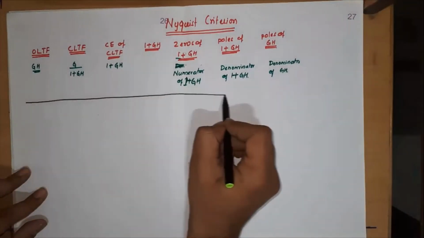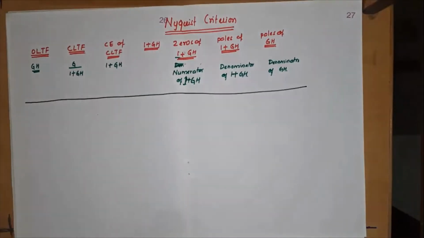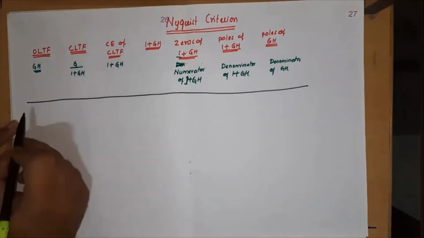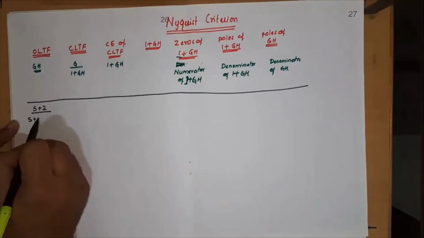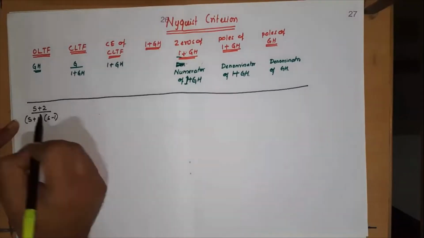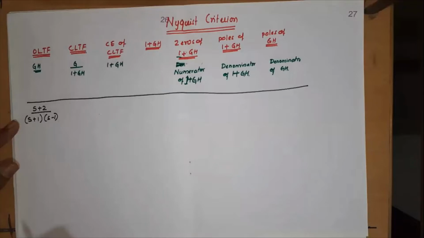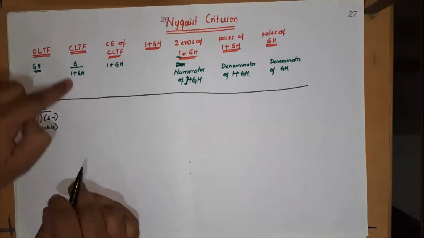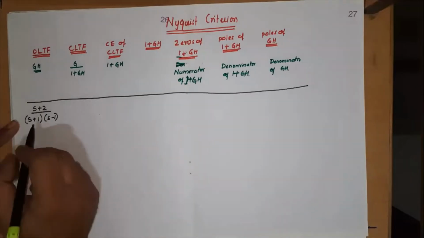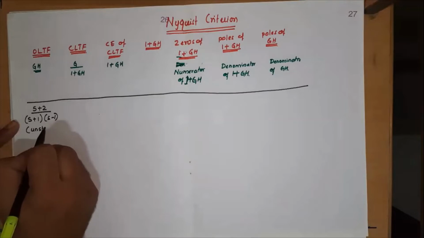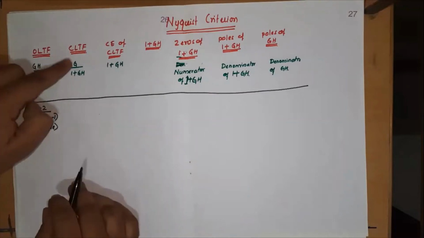So now let us consider some examples. Now I'll take an example: (s plus 2) divided by (s plus 1) into (s minus 1). So this is our loop transfer function GH, or in some textbooks it is called the open loop transfer function. If you look at this transfer function, the open loop transfer function has one pole in the right half of S plane. So open loop is unstable.